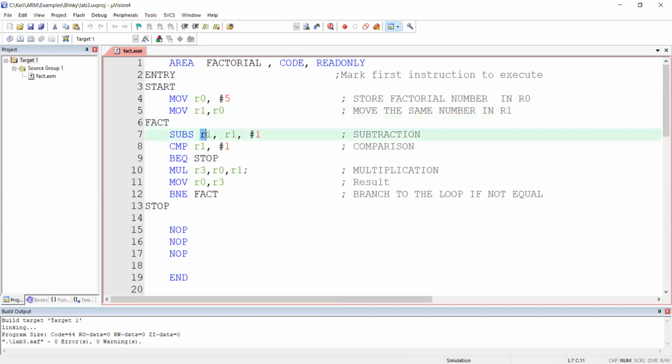What is R1? R1 is used as variable I. So why am I subtracting 1 from R1 and again storing it in R1? Can anybody give the answer? The logical meaning of I minus minus is I is equal to I minus 1. Are you getting it now? See, what is the right hand side variable? I only.